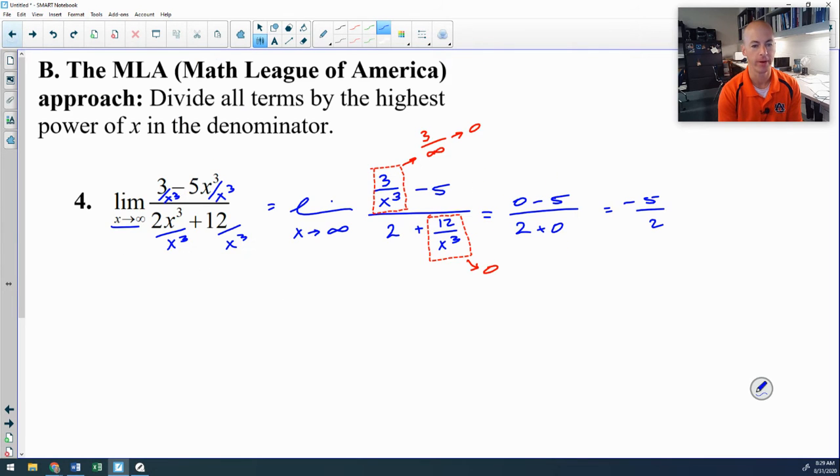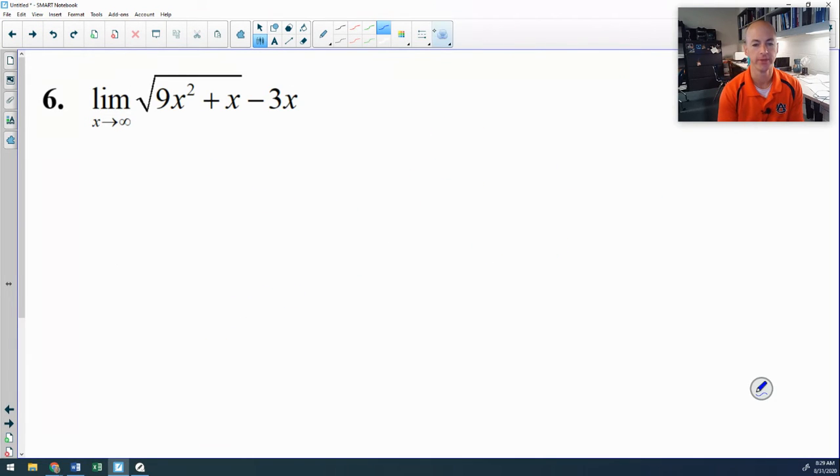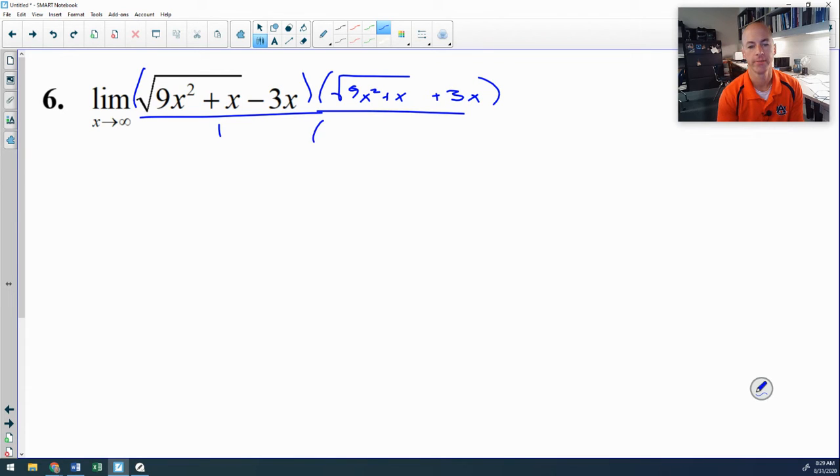And if you look at every problem we've done so far, we have had fractions with variables in the denominator. That's really the key. You want variables in the denominator. So I'm going to force that to happen here by multiplying by the conjugate of the numerator. So I'm going to multiply top and bottom by root 9x squared plus x plus 3x. So there's the conjugate. The denominator, same thing.